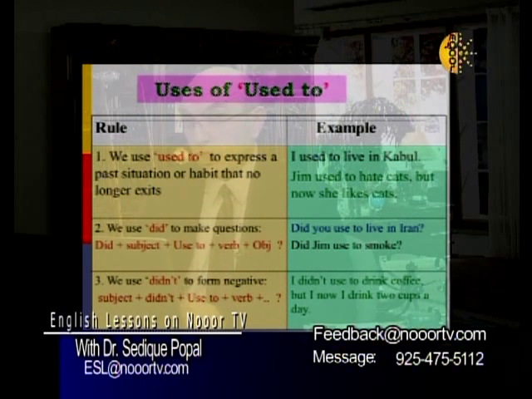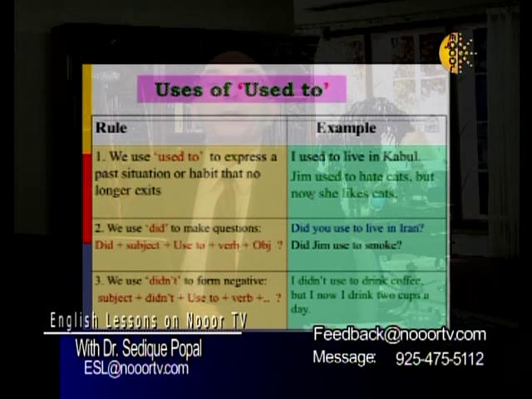To make questions with "used to," you have to use "did," and like all other questions with "did," you have to use the simple form of the verb. Did you use to live in Iran? See, because of "did," you have to say what? "Use" without D. Did Jim use to smoke? So again, with the negative, also, you say "didn't," you don't use D over here.